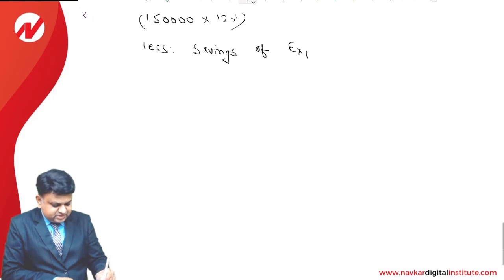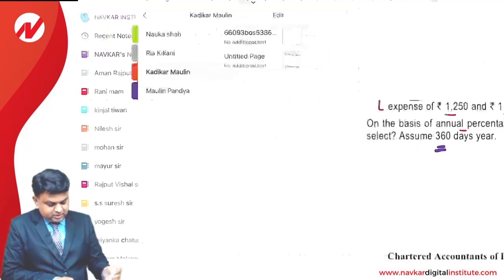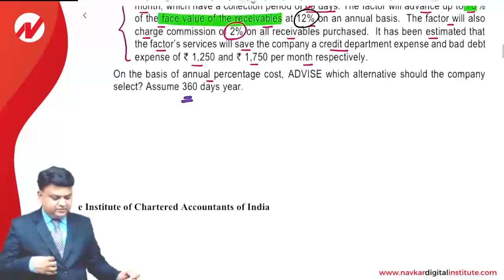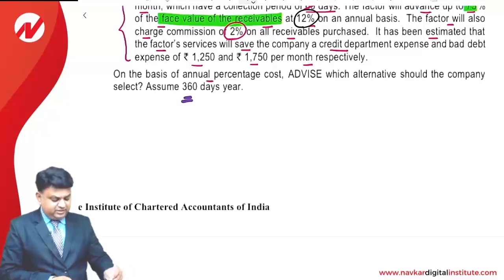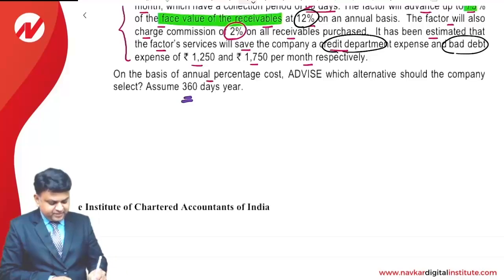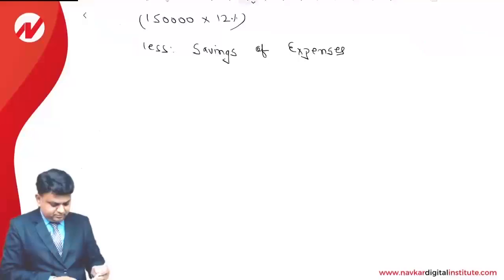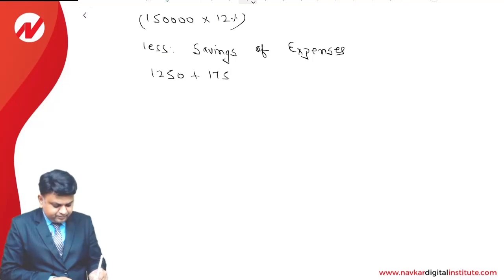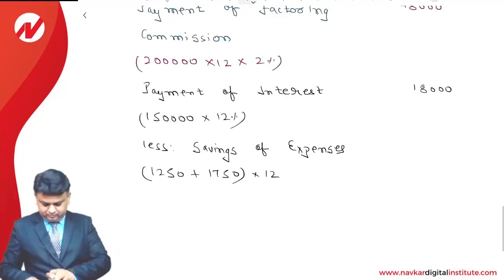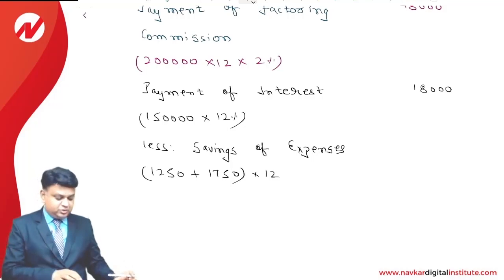Savings of expenses. Dear students, the question is providing the information that we will be able to save a kind of collection cost and bad debts. It is 1250 and 1750. So 1250 plus 1750 into 12. That comes to 36,000.